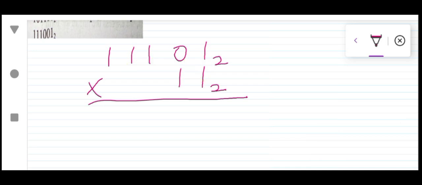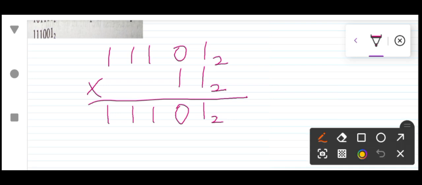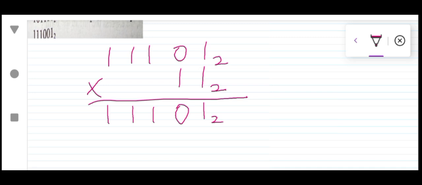So let's see the results. 1 times 1, 1, 1 times 0, 0, 1 times 1, 1, 1 times 1, 1, 1 times 1, 1. This is in base 2, right? So the next is we multiply with the other number. 1 times 1, 1, 1 times 0, 0, 1 times 1, 1, 1 times 1, 1, 1 times 1, 1.